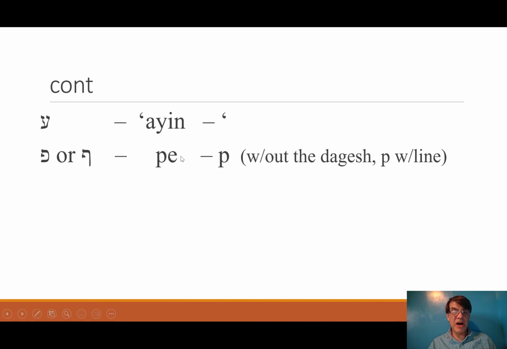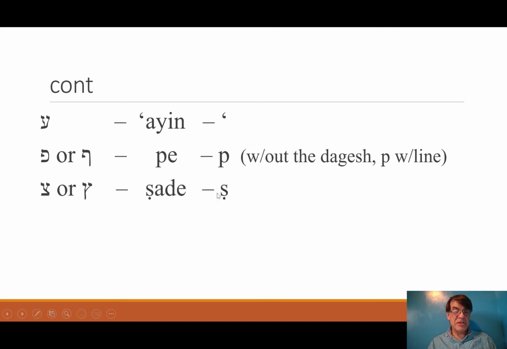Pei, again, begad kefat. So, pei is transliterated as a P when it has the dagesh. Without the dagesh, you put a P with a line over it. I couldn't find that symbol in my font set. So I just went ahead and wrote it out. Without the dagesh, it's a P with a line over it. But again, if you would just want to do P for pey wherever it appears, I'm not going to grade you down. In part because I'm not grading you.